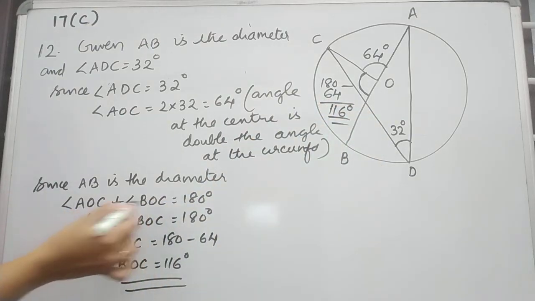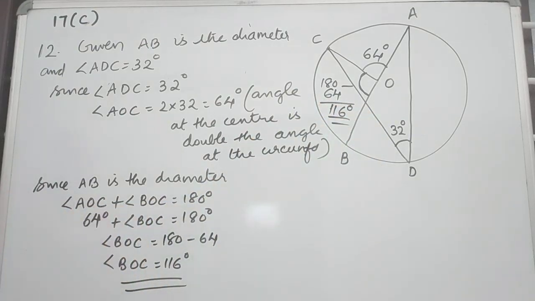So angle AOC plus BOC is equal to 180 degree. So 64 plus angle BOC is equal to 180 degree. So angle BOC is equal to 180 minus 64 degree, which is equal to 116 degree.